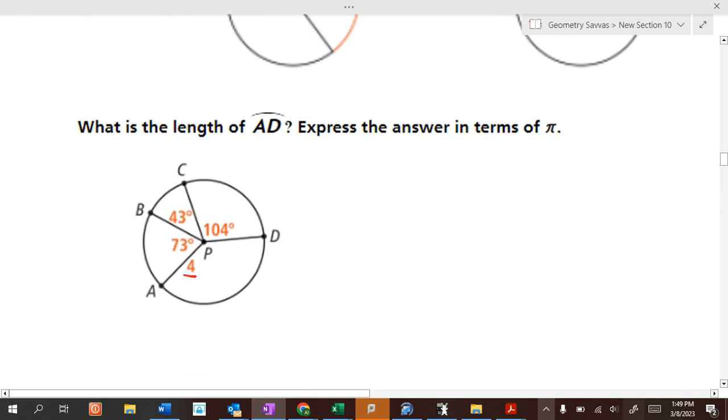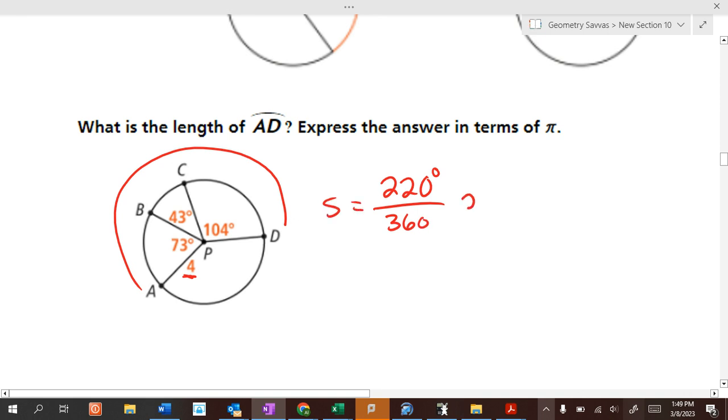So the radius here is 4. We want to know the length from A to D. Now, this is in degrees, right? So you take 73 plus 43, which is 116, plus 104 is 220 degrees. Divide that by 360 degrees and take that times 2 times pi times the radius, 4.